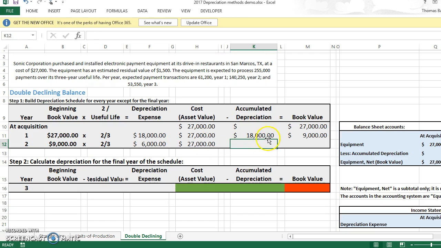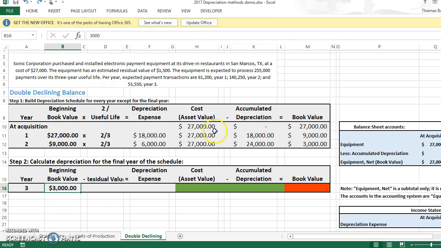And then what is my accumulated depreciation? You take last year's accumulated plus this year's depreciation expense. So now after 2 years, I have accumulated 24,000 of depreciation. The 18,000 from the first year plus the 6,000 from the second year. Book value then is cost minus accumulated, and you have $3,000 at the end of year 2.